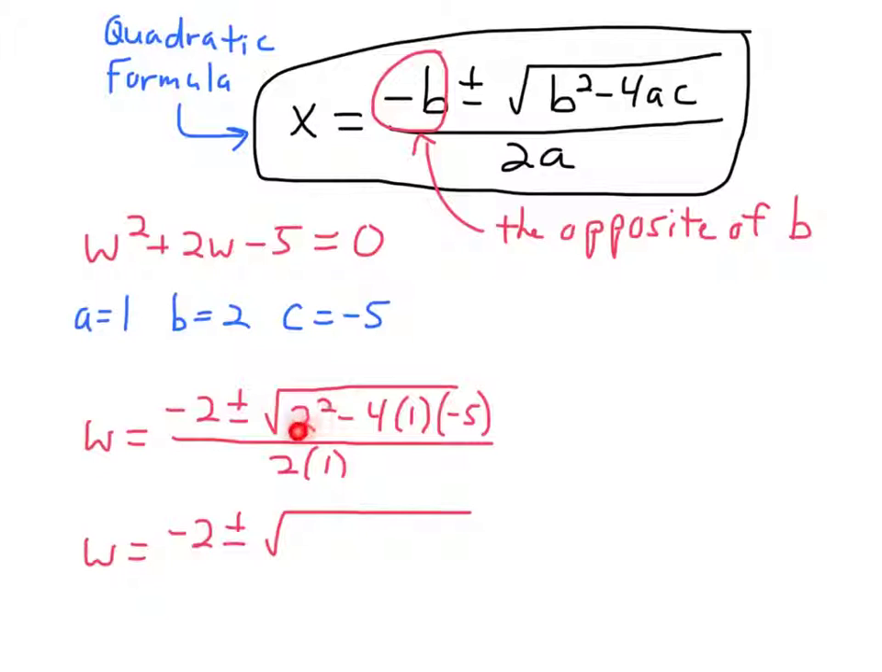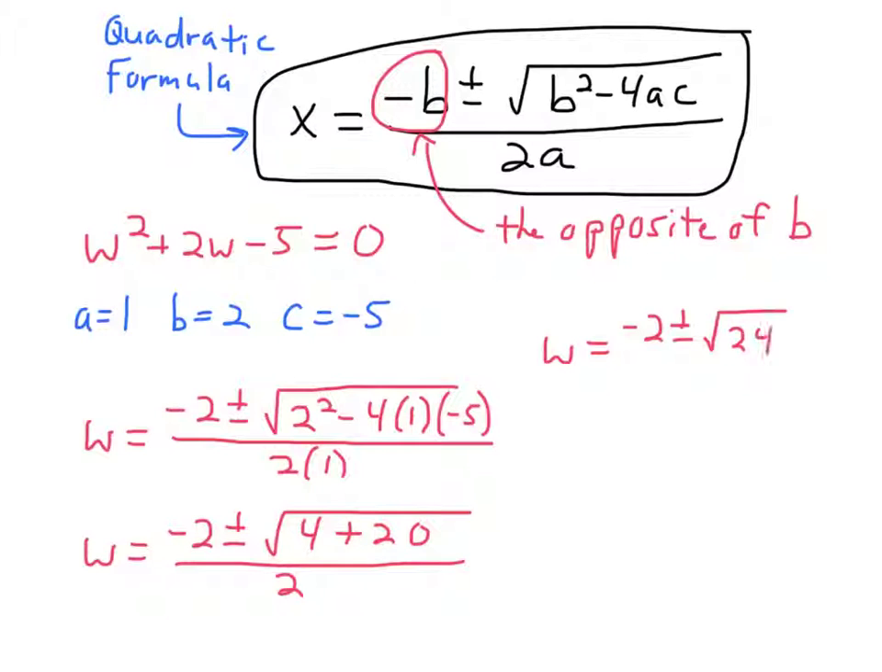2 squared would be 4. And then over here you're going to have a negative 4 times 1, which would be negative 4 times a negative 5. So it would be plus 20. So what you have really underneath the square root is a 4 plus 20. Be careful with your sign here. If you have a negative times another negative, it cancels out and gives a positive. And then in the denominator we just have 2 times 1, so 2. And so if I continue to simplify this, I have w equals negative 2 plus or minus the square root of 24 over 2.